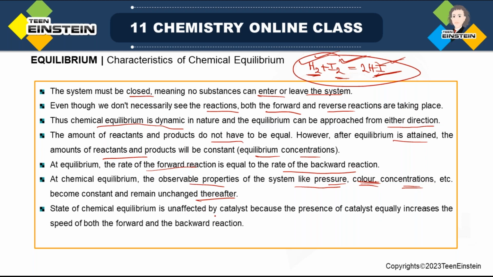State of chemical equilibrium is unaffected by catalyst. Though we do not use a catalyst in all reactions, in some reactions we need to use a catalyst. But remember, it has nothing to do with chemical equilibrium. It is completely unaffected by it. Catalyst is basically related to kinetics, that is, how fast you can reach the equilibrium.